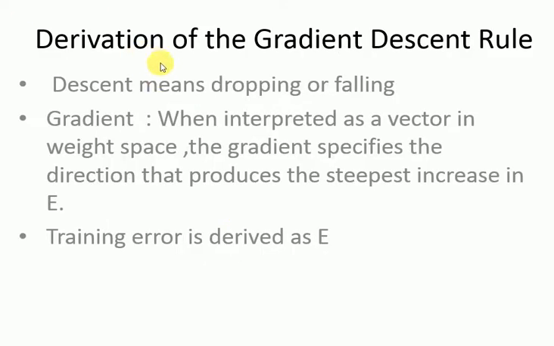Now let us understand the derivation of the gradient descent rule. Descent represents dropping or falling, that means reduction. Gradient is interpreted as a vector in the weight space. The gradient specifies the direction that produces the steepest increase in E. So gradient is the steepest increase in E. So the training error is derived as follows.